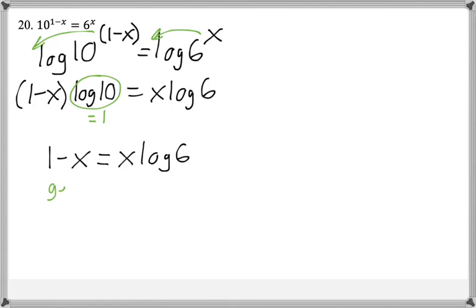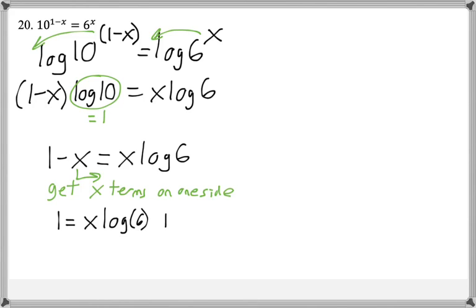So now I want to get all of my x terms onto one side and all of my terms that don't have an x onto the other. So I'm going to add x to both sides to move that x to the right. So 1 is equal to x times log of 6 plus x.